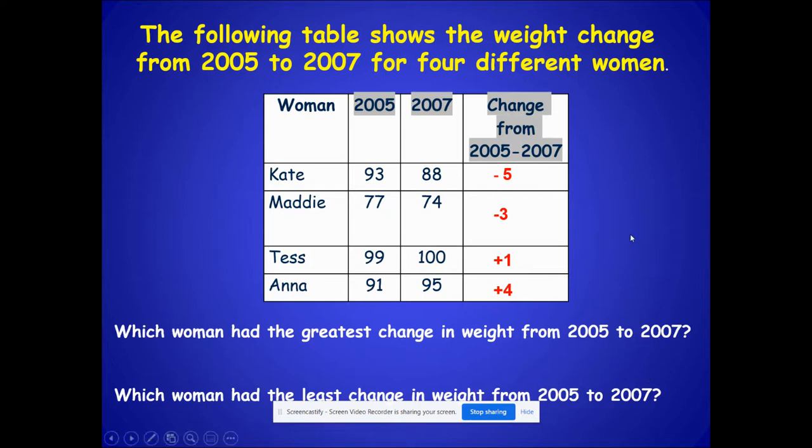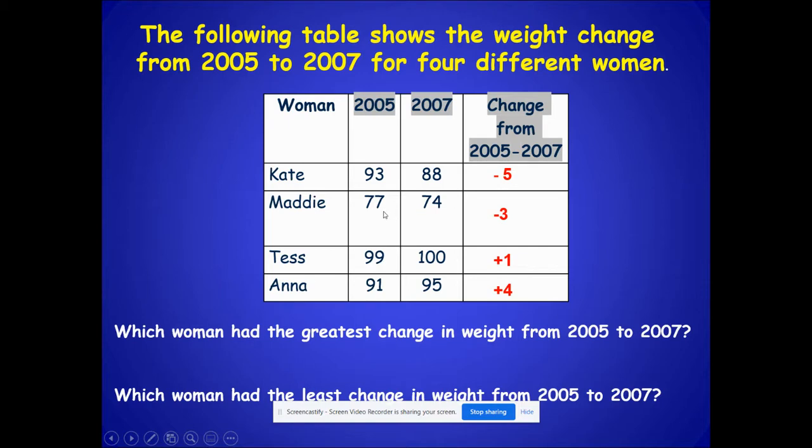The following table shows the weight change from 2005 to 2007 for 4 different women. Kate in 2005 weighed 93 pounds. In 2007, she weighed 88 pounds. If you subtract these two, 93 minus 88, you get 5. Since she went down in weight, our change would be a negative 5.